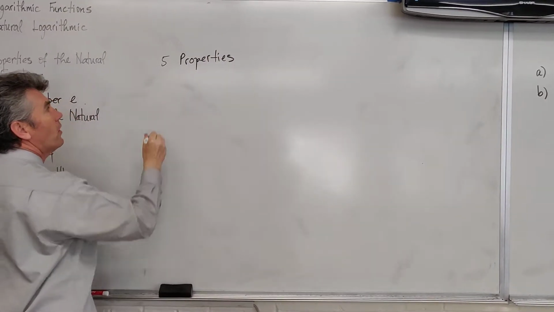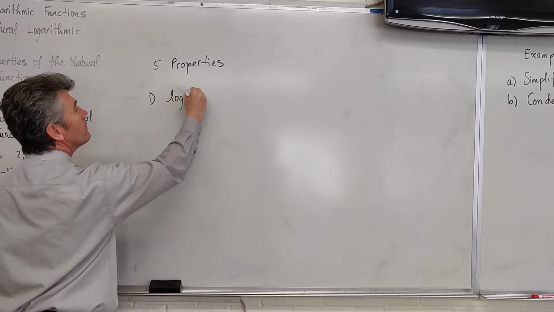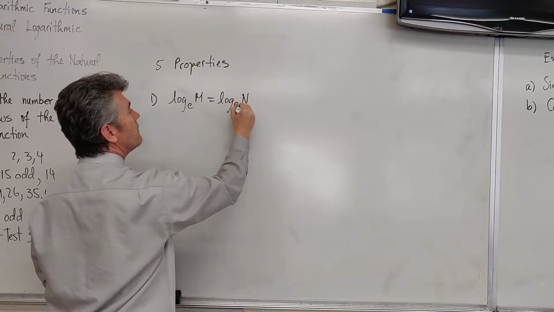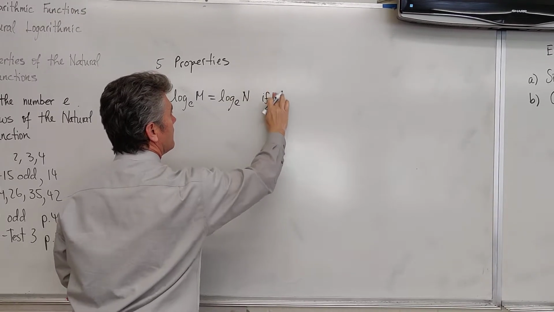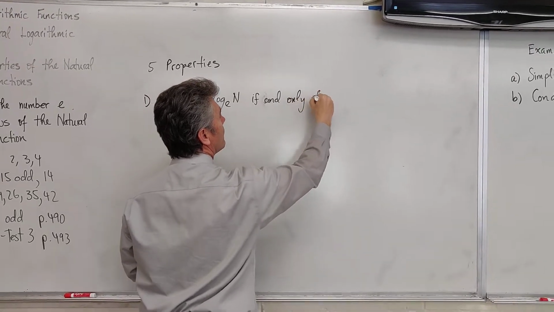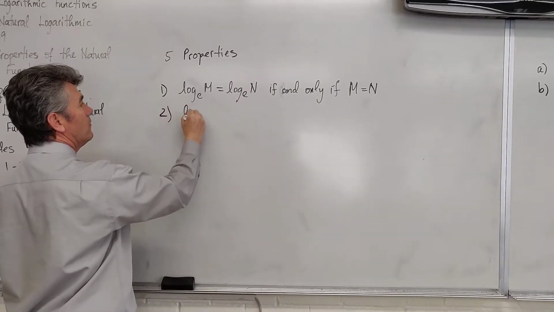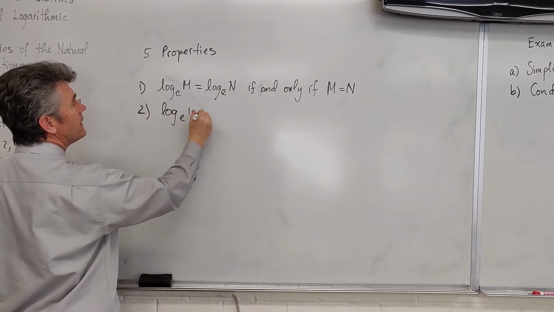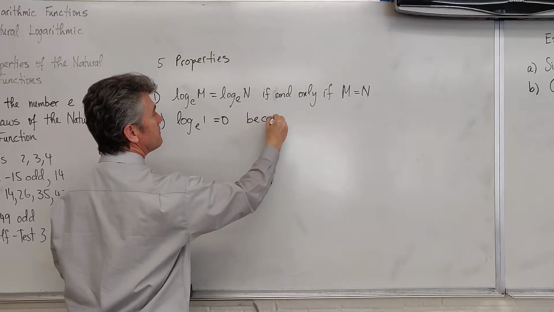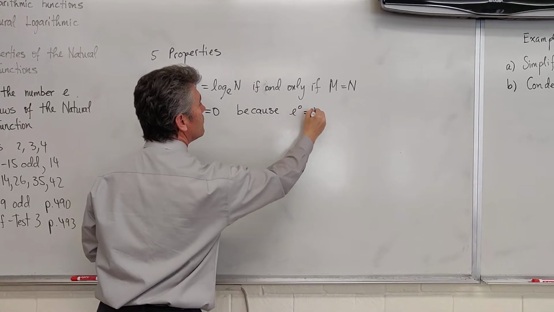The 5 properties are, the first one is known as the one-to-one property. Log of m, with a base of e, is equal to log of n, with a base of e, if and only if m equals n. Second property, log of 1, with a base of e, is equal to 0 because e to the 0 is equal to 1.